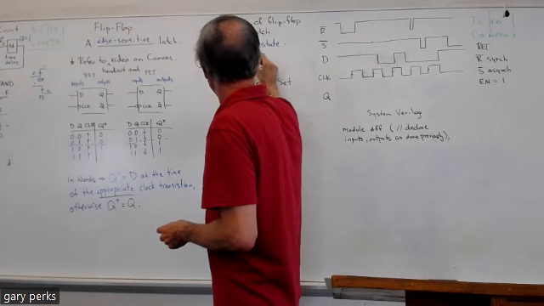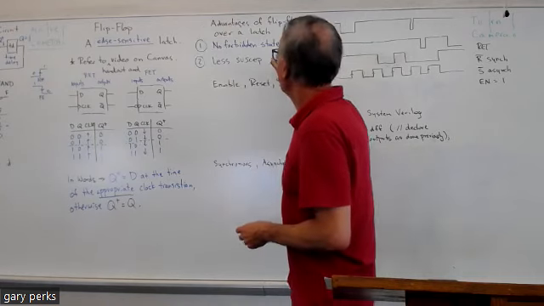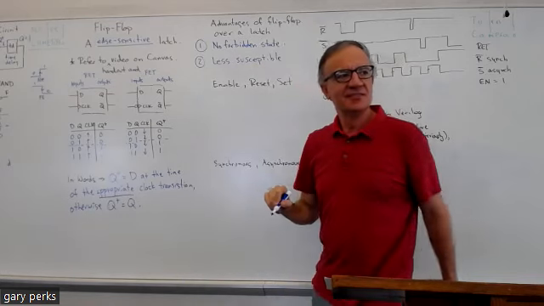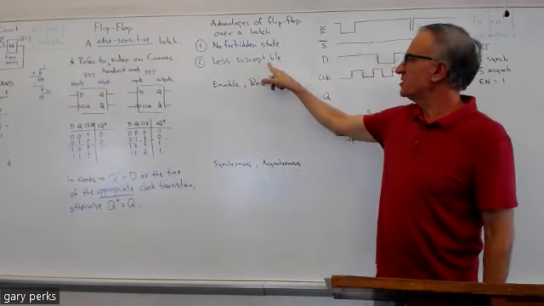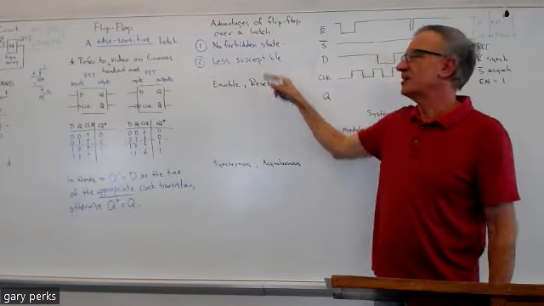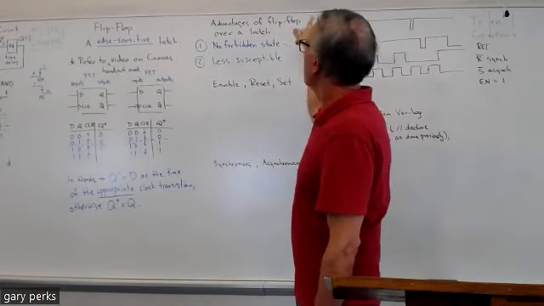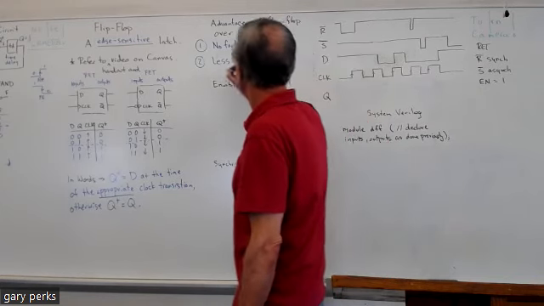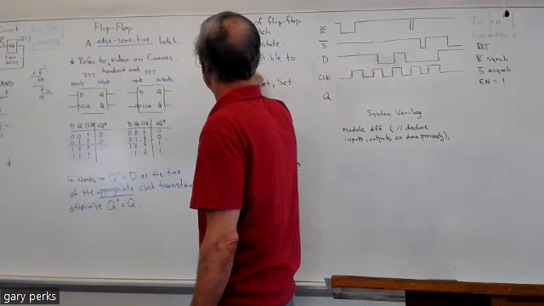susceptible. Who's a good speller? Susceptible, is it I or A? Okay, thank you. So flip-flops are less susceptible to noise.